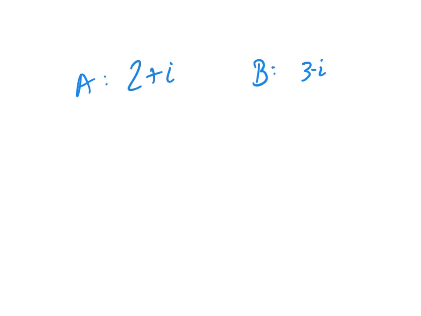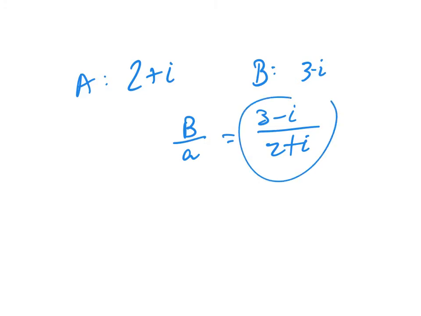So what if I had B divided by A? Then that's 3 minus i divided by 2 plus i. What's the problem? How do I fix the denominator on this one? Hint, you can't just multiply by i. You have to use something we had a unit on. It's called a conjugate. Yes, that's called a conjugate. So we're going to multiply by the conjugate.